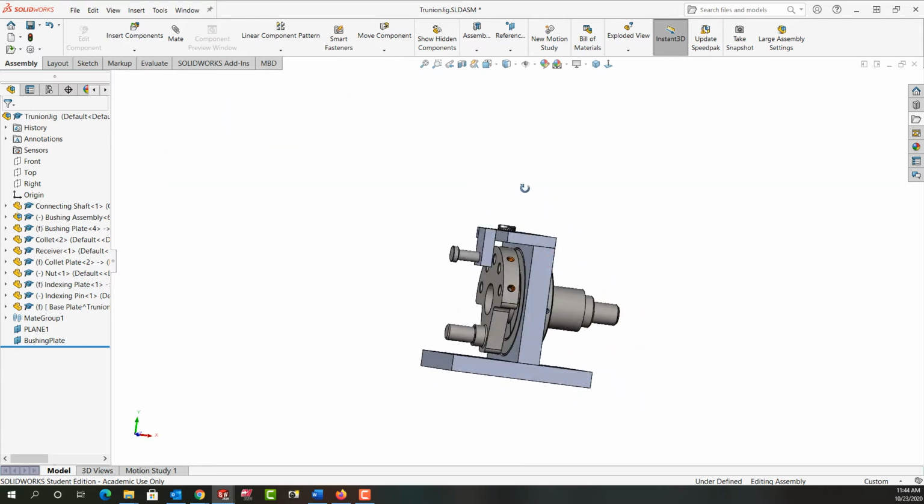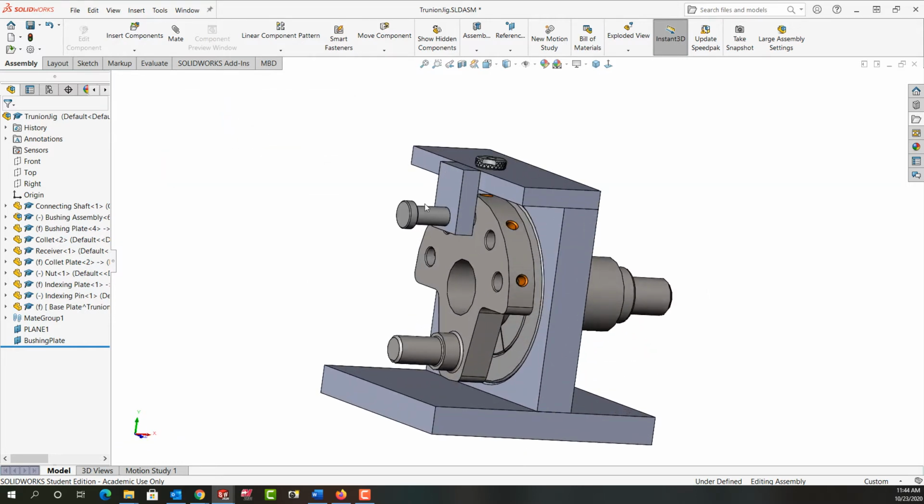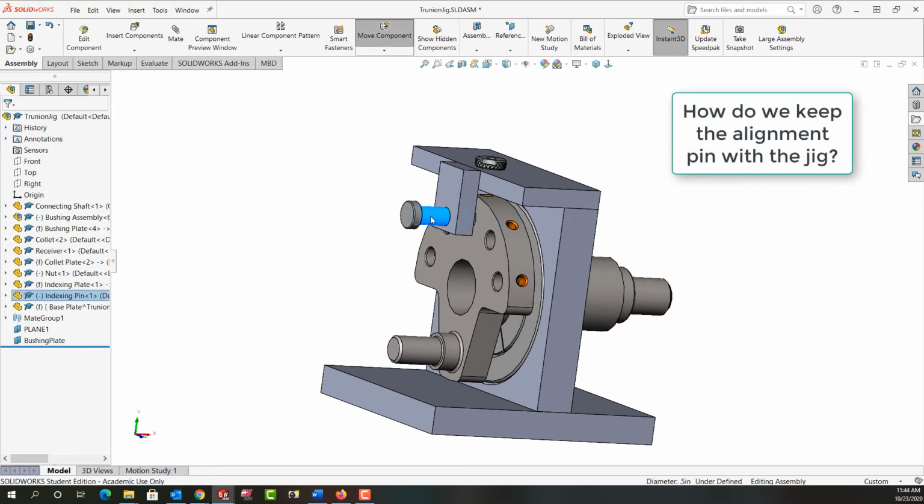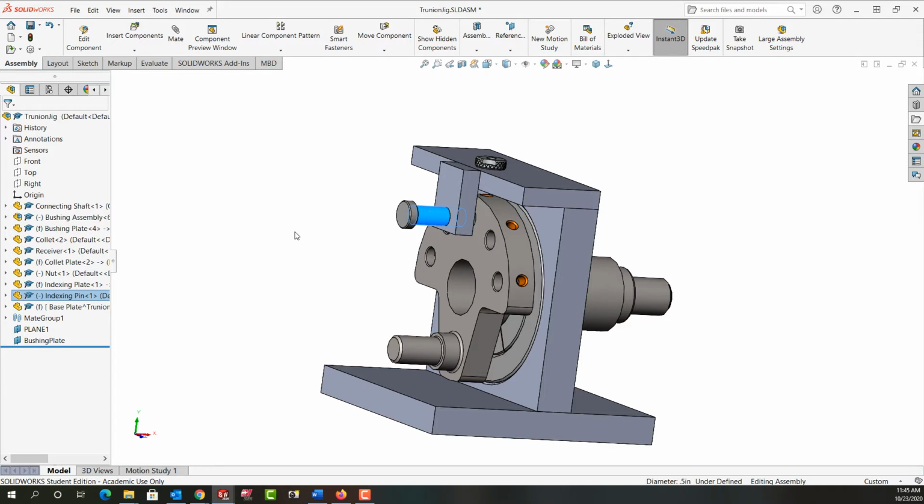As I rotate around, we need to consider this pin. Yes, in here we have a limit distance mate. In the real world, what stops this from falling off onto the floor and being lost? We want it fixed to the fixture so it can't be lost.